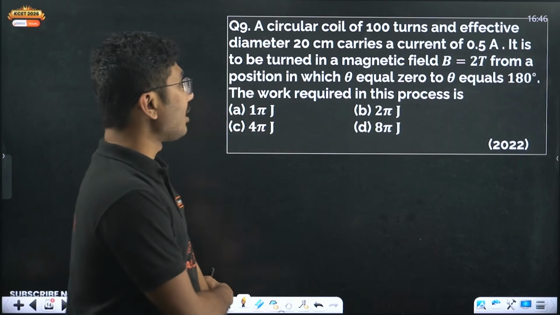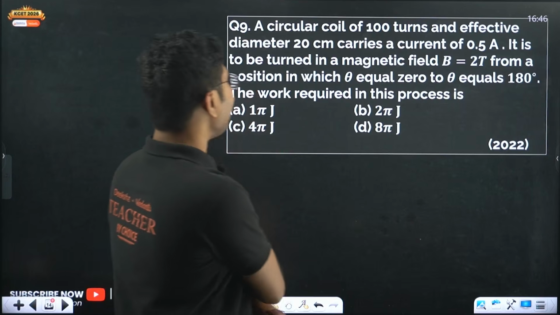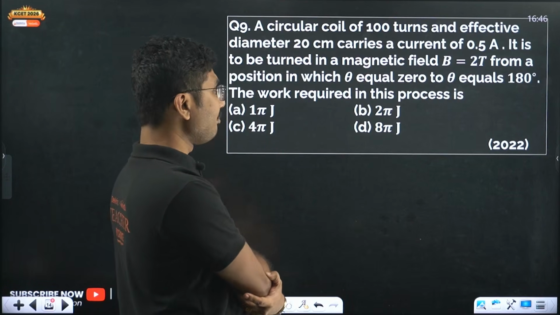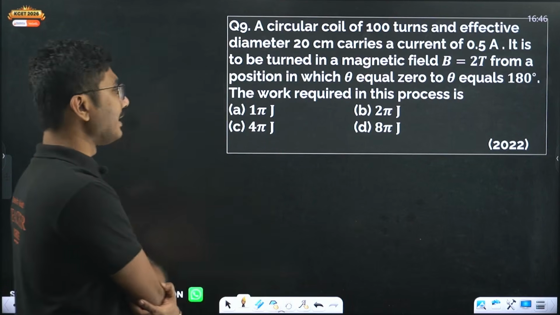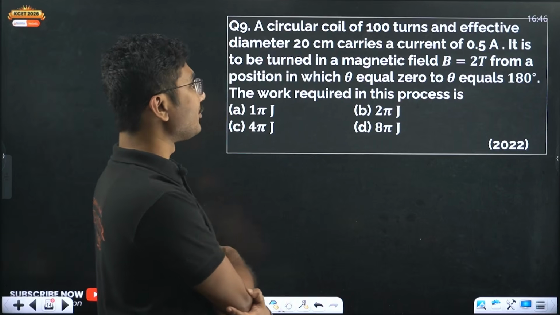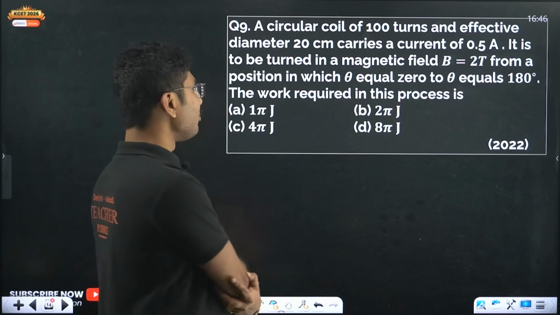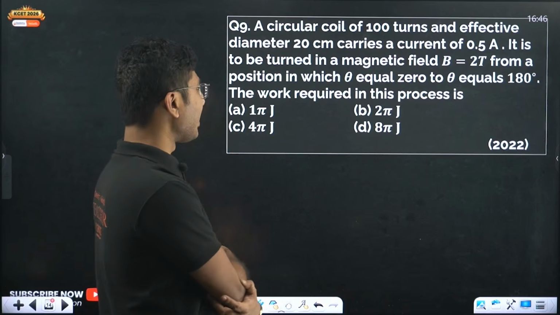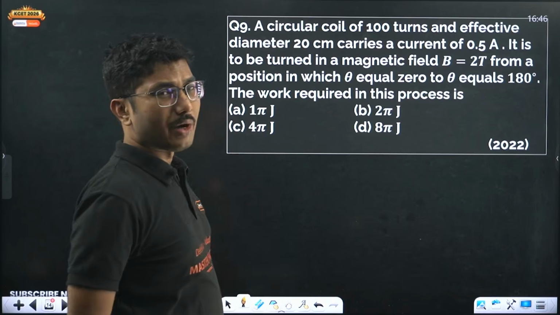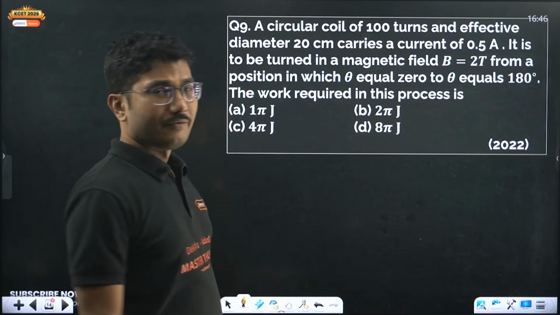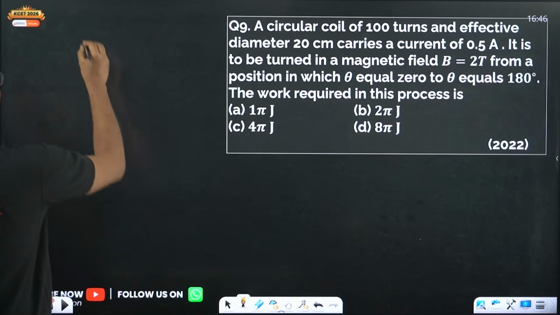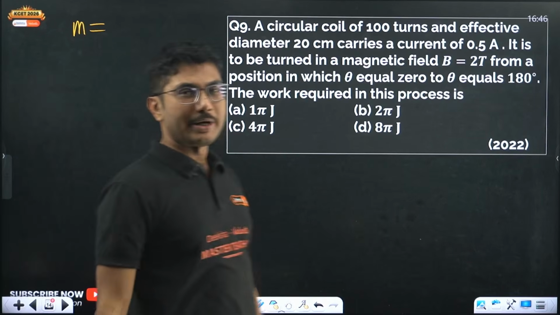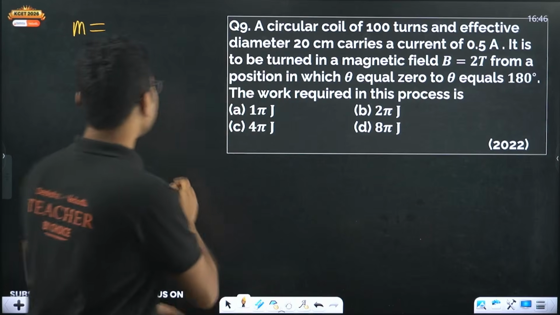A circular coil of 100 turns and effective diameter 20 centimeter carries a current 0.5 ampere. It is to be turned in a magnetic field of B equals 2 Tesla from position theta equals 0 to theta equals 180 degrees. The work required in this process? Very interesting question, nothing difficult. First you have to calculate the magnetic moment of the circular loop. So what is the magnetic moment?